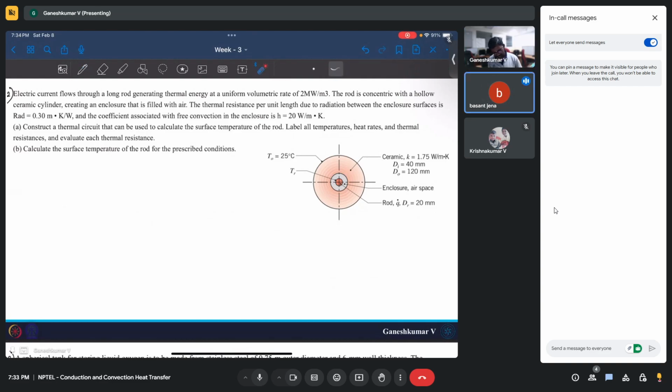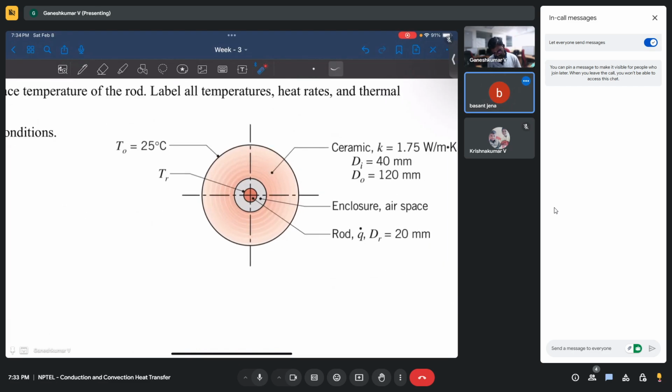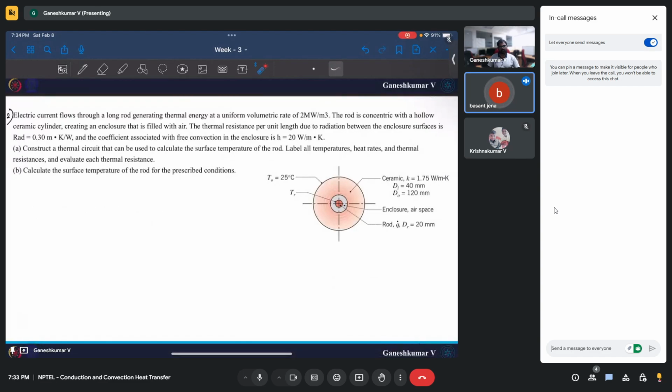Sir, actually, there are two things given. One is thermal conductivity due to radiation, and another due to convection, that is 20 watt per meter Kelvin. But in between the metallic wire and ceramic there is air. It is filled with air. Correct. When it is filled with air and it is not in motion, whether it will be convective or through radiation?